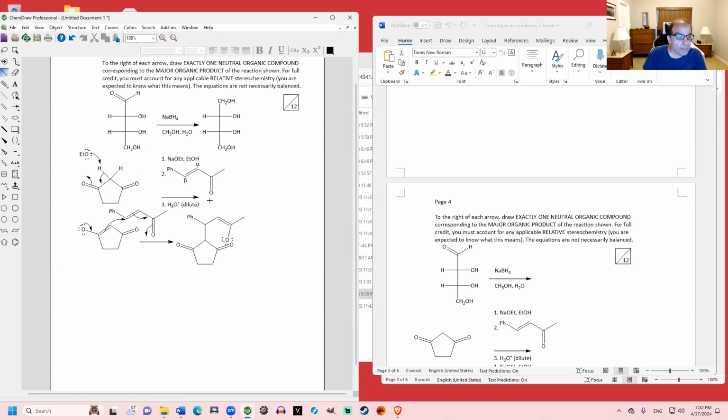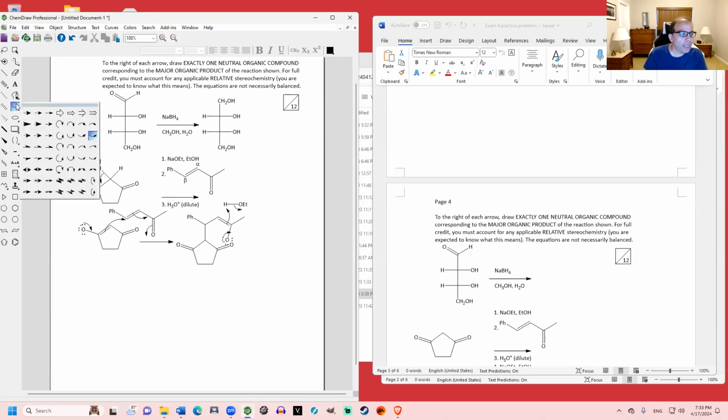After that, we protonate the enolate using ethanol, since that's what we're given. So we need to use that as our proton source. So we reform the carbonyl. The double bond swings out and forms a new CH bond. And we break the hydrogen-oxygen bond.